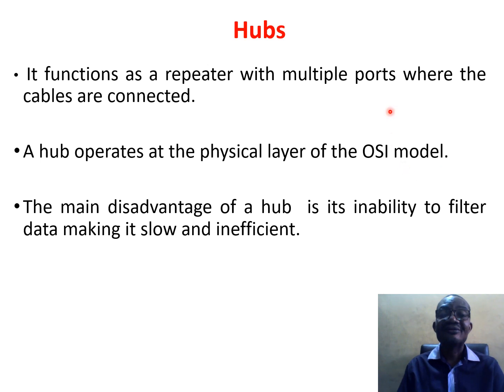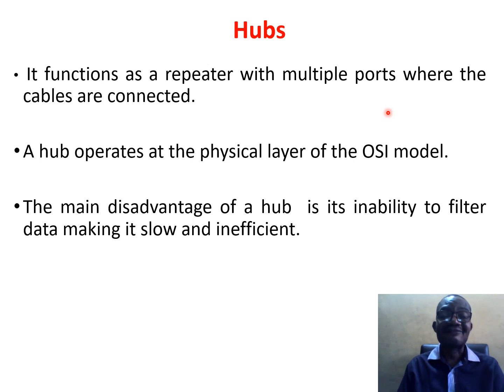The second type of network device is a hub. A hub functions as a repeater with multiple ports where the cables are connected. A hub usually operates at the physical layer of the OSI model, that is the Open System Interconnect model.